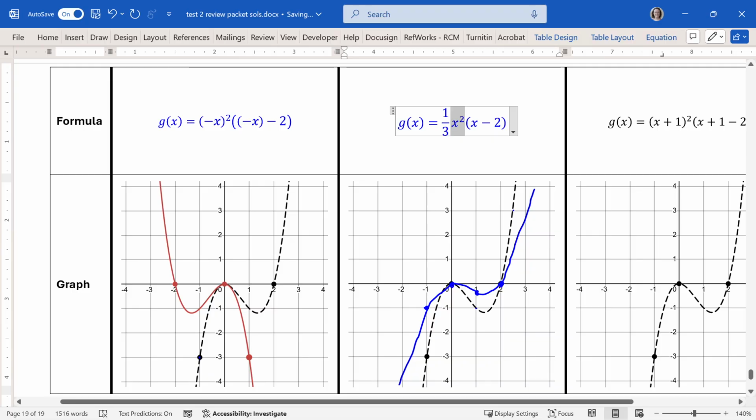So if I plug in -1 here, I get 1. Plug in -1 here, I get -3. And then -3 times 1/3 is -1. So that gives me back this point right here.